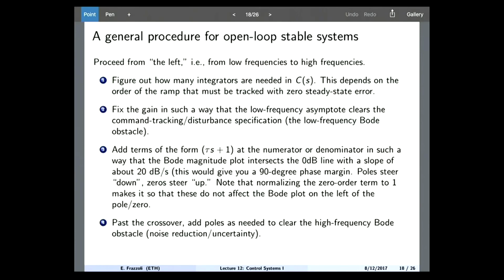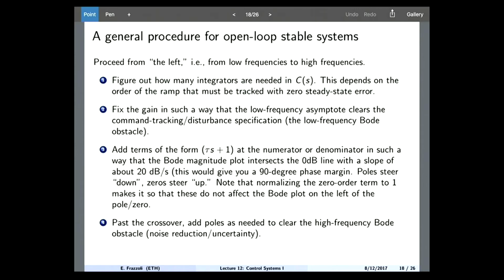So how do we put all these things together? General procedure for open loop stable systems. Okay, so start from the left, from low frequencies to high frequencies. First thing that you need to do is look at the specs and try to figure out how many integrators you need. If people tell you, I want my closed loop to track step inputs with 0 steady state error, you know that, no matter what you do, you will need to have at least one integrator.